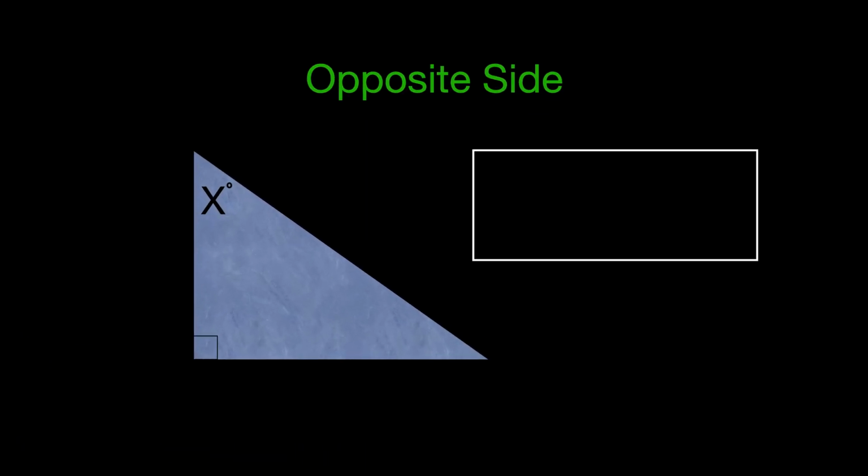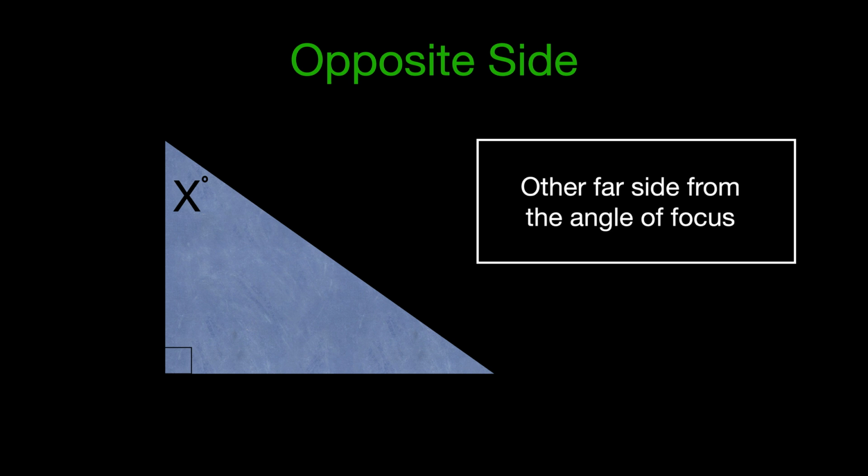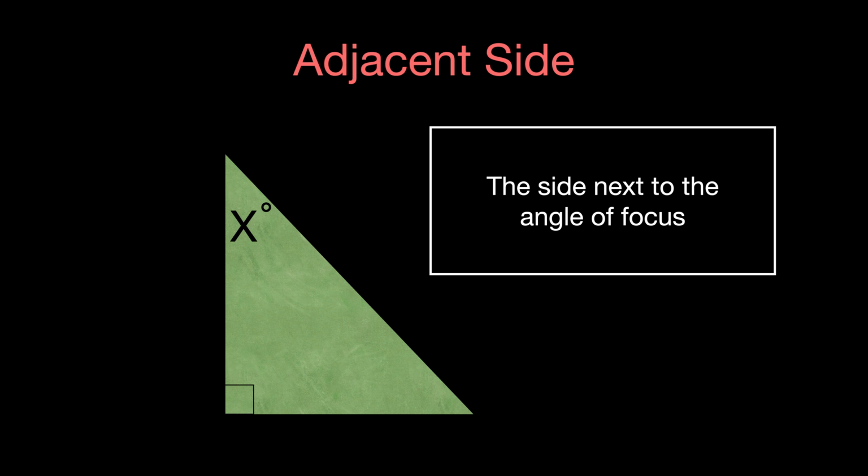The opposite side is the other far side, or the opposite side of the angle of focus. So if the angle of focus is there, it's on the other side, and that's going to be O. If we move the angle of focus down here, the opposite side is going to be over there. So that's O. And then the adjacent side is the last side, and that's just the side right next to the angle of focus. So if the angle of focus is right there, O is going to be on the opposite, and A is just going to be right next door.